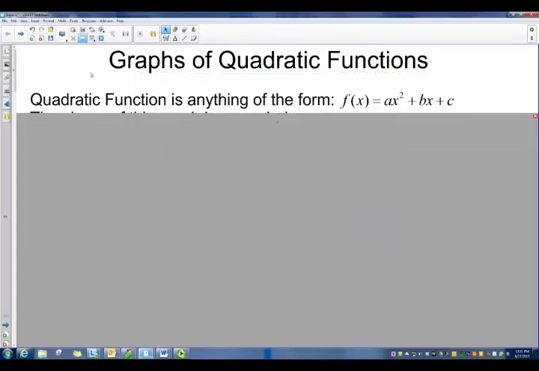Alright guys, in this next video we're looking at graphs and how to graph quadratic functions. This is a really important section here. Take good notes. This is something you will definitely need in the future.